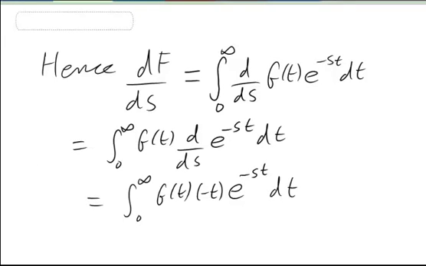Well, where has this got us? What we're looking at here is an exponential inside the integral, but multiplied by now not f of t, but f of t times negative t. Actually, that means that what we've got here is just the Laplace transform of the function negative t times little f of t. So let's write it that way.